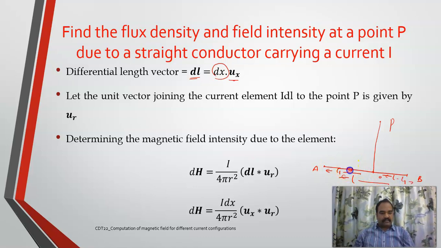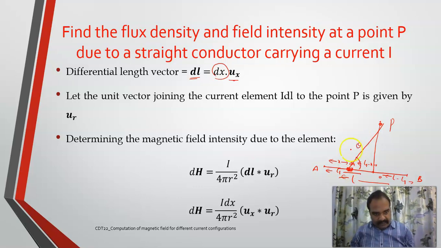This is my small length dx, which is at a distance of x from one point. And from this point, it is L1 minus x. So I'll consider this particular element. I'll consider that the angle made is theta.